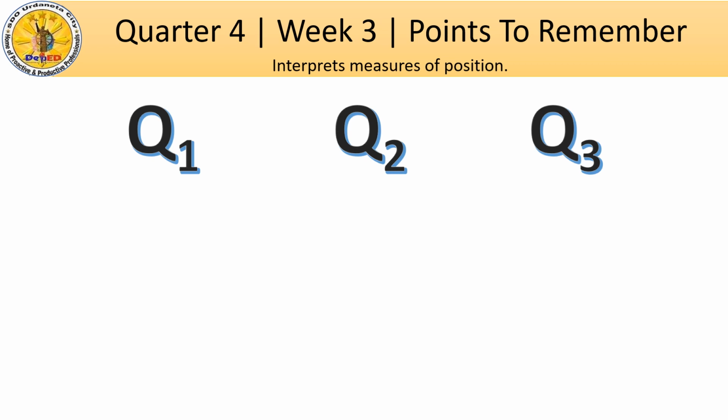For your points to remember, let us consider quartile 1, quartile 2, and quartile 3. We will relate them with the other measures of position. Specifically, quartile 2 can be related with decile 5 because it pertains to the same position, which is 50% of the total scores or values being less than or equal to quartile 2 or decile 5.